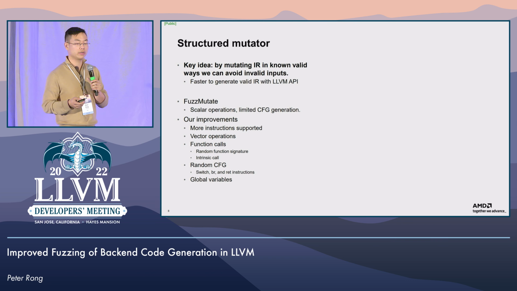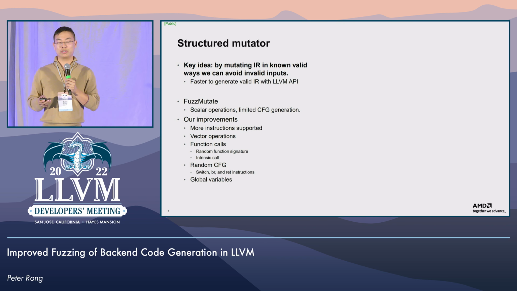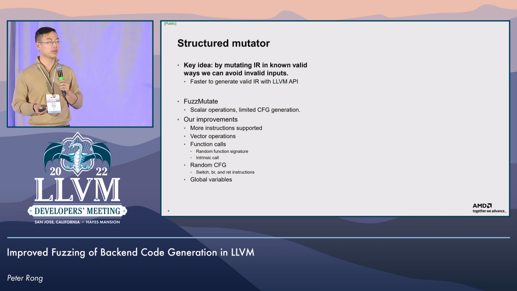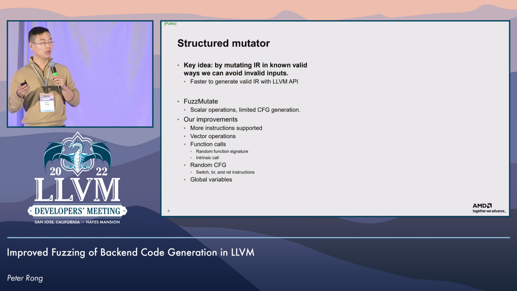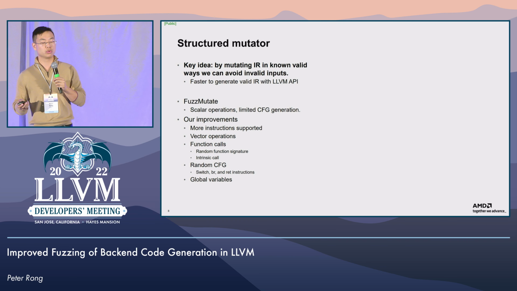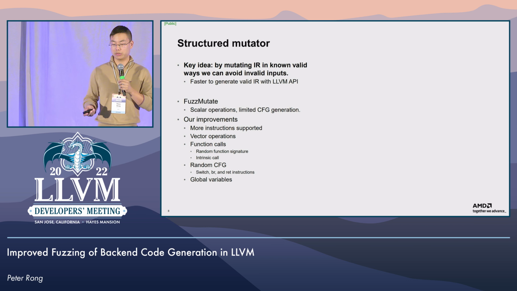Our key idea here is that if you mutate a valid IR in a valid way, the output should still be valid. So we started off with fuzzmutate, a library in LLVM, and we added more support, including more instructions, more vector operations, and function calls. We can call intrinsics and use function signatures. We generate random control flow graphs using switch, branch, return, and global variables.